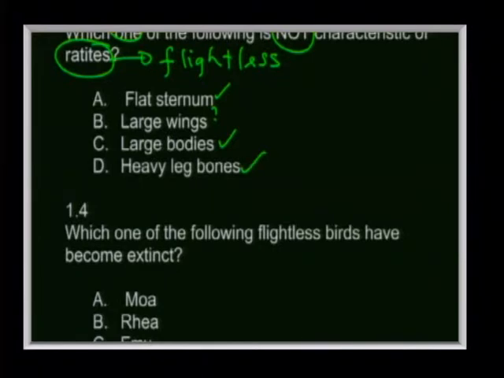Yes. So by process of elimination and a little bit of logic, the correct answer here, of course, is B, which is large wings. If you think about the ostrich or the emu, they have very small wings because the wings are not adapted to fly. So there's no reason why they would have large wings, which makes the answer to question 1.3 B.